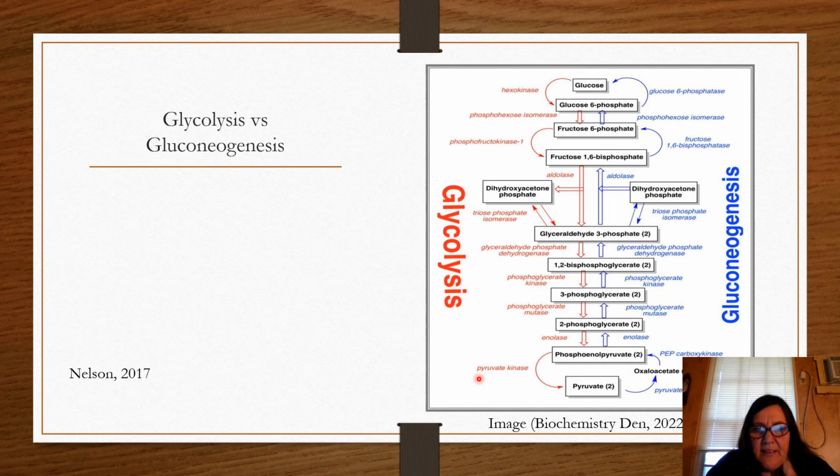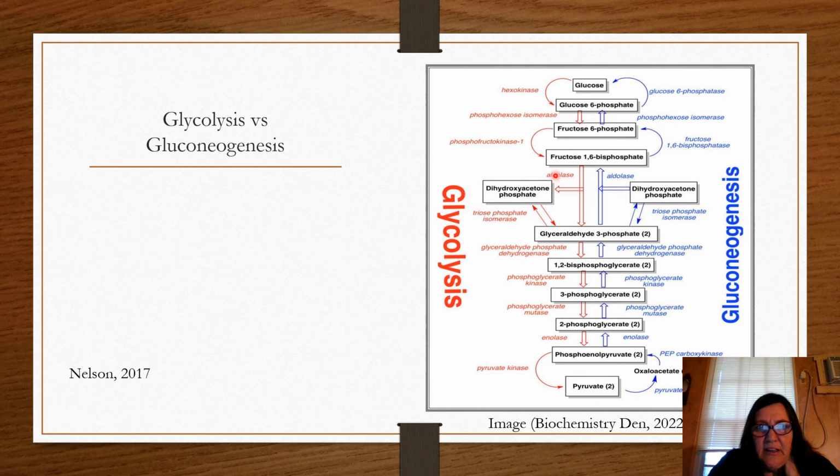And so here you can see, the arrows in red are glycolysis, the arrows in blue are gluconeogenesis. If you're starting from glucose, you can see that hexokinase will convert glucose into glucose 6-phosphate. Then phosphohexose isomerase will convert glucose 6-phosphate into fructose 6-phosphate. And then phosphofructokinase 1 will convert fructose 6-phosphate into fructose 1,6-bisphosphate.